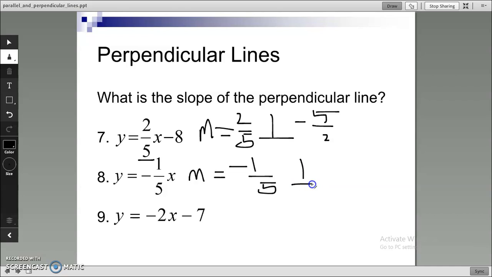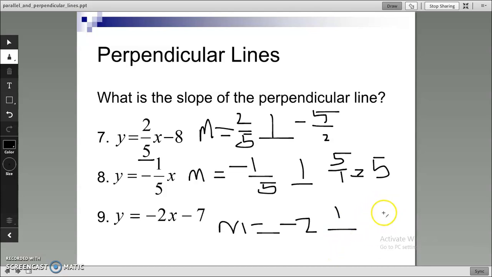The reciprocal would be just to flip it and change the sign. So it's going to be 5/1, or just 5. All right, the next one, the slope is -2. So perpendicular to that would be positive 1/2, because there is an invisible 1 here.